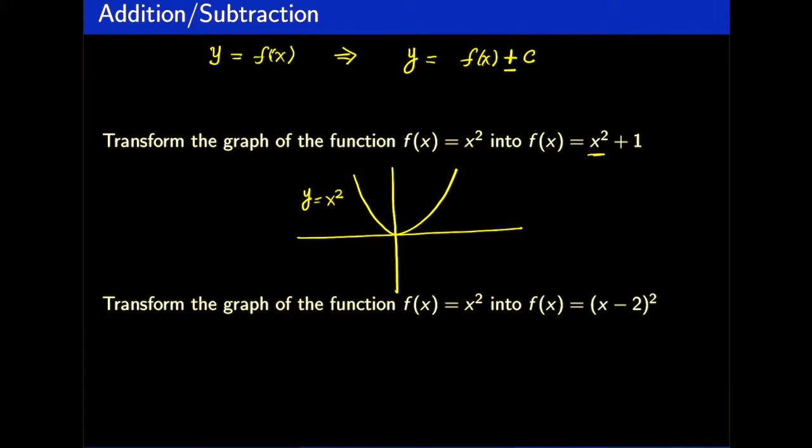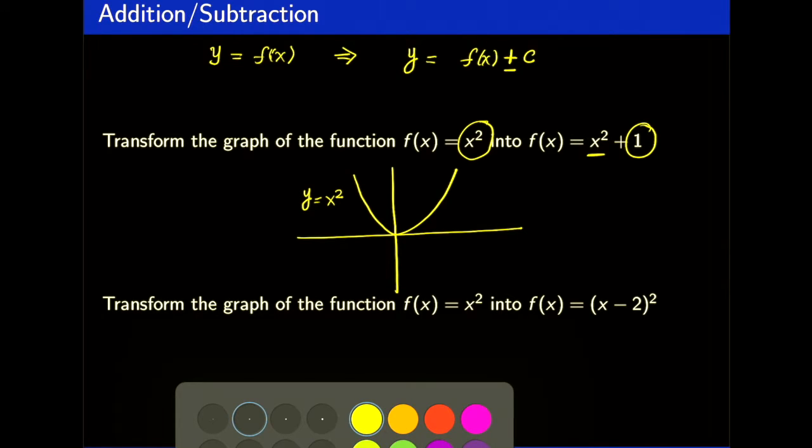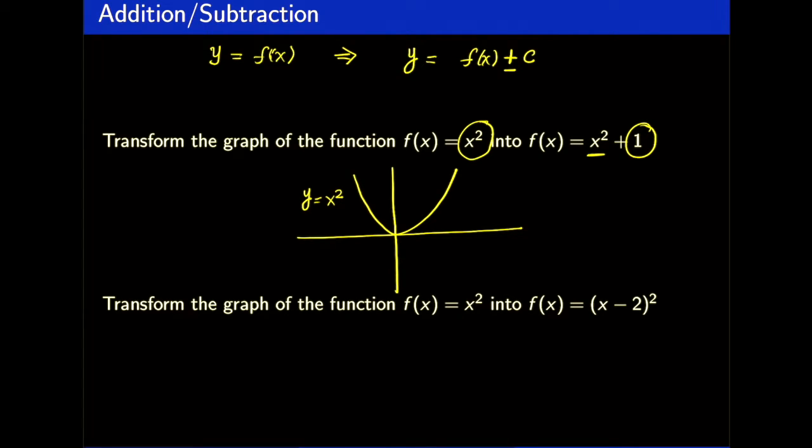As you see, this is the whole output of the function, and I add 1 to the output. So if I add something to the output, let's see how the graph will change. If I plot the graph of x square plus 1, this will be the graph of the function. It is exactly the same graph, but shifted upward, a shift up 1 unit. So whatever I add to the output, it will shift the graph upward.